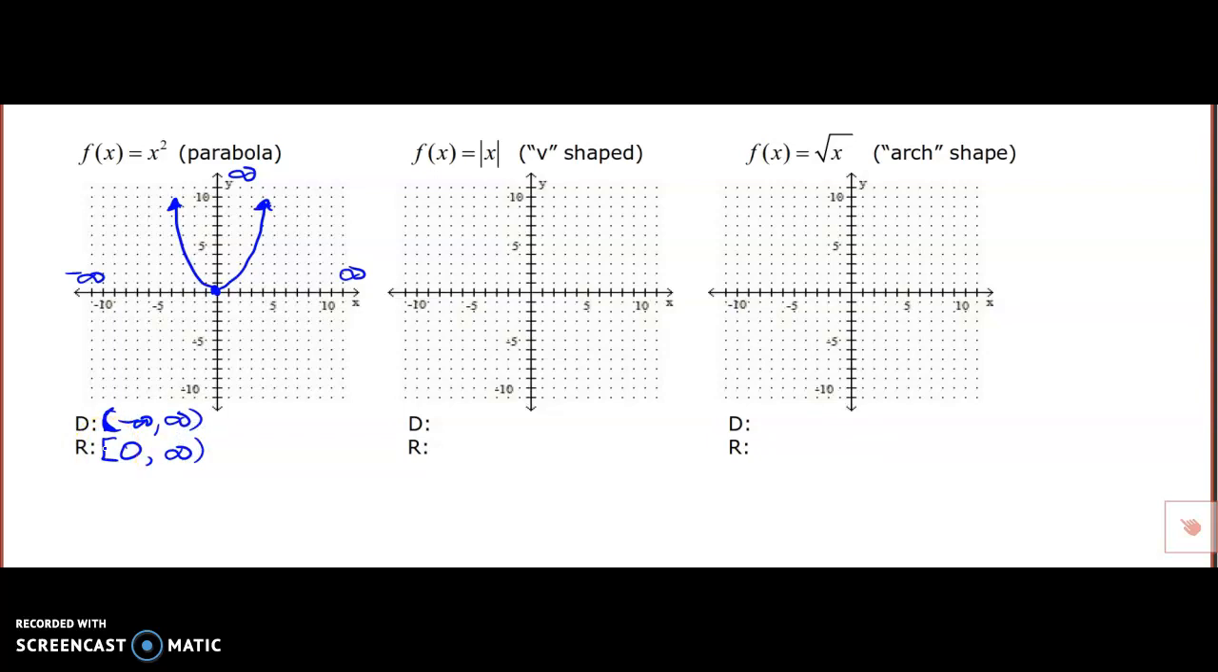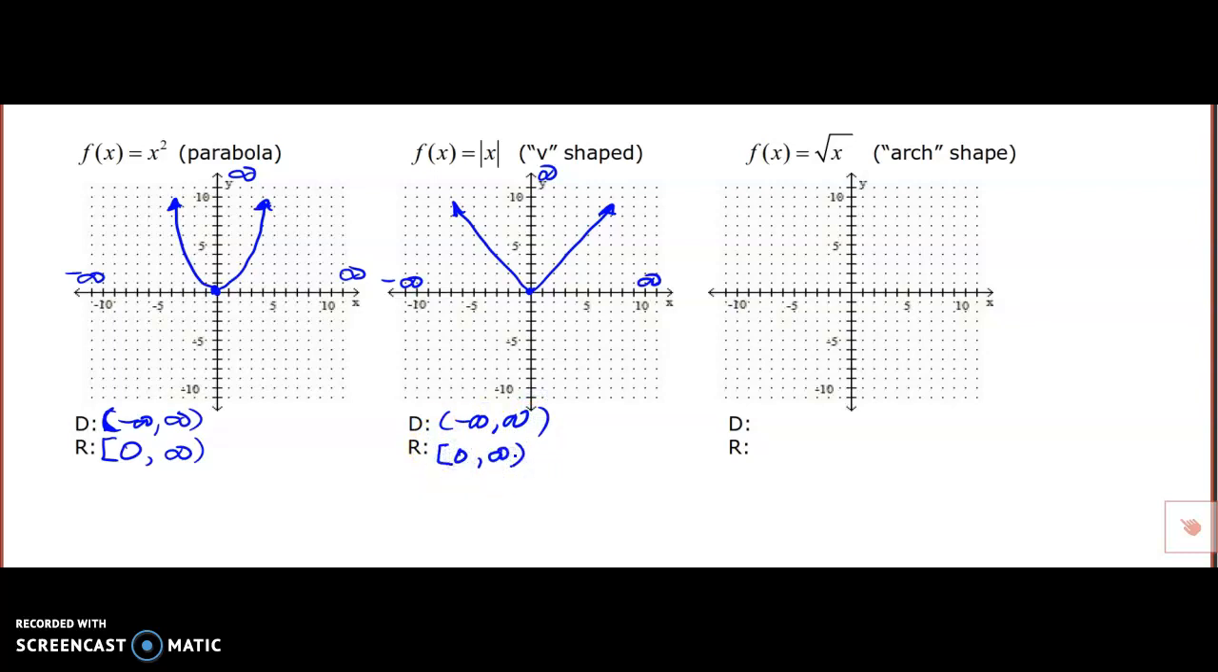Whenever you see an absolute value, you need to know it's going to be V-shaped. It starts here centered at 0, 0. And we've got our V shape like this, similar to the parabola. It's just a nice sharp edge right there. These arrows indicate we're going to infinity in each direction. So the domain is negative infinity to positive infinity, and the range is the same as the previous one, 0 to infinity.